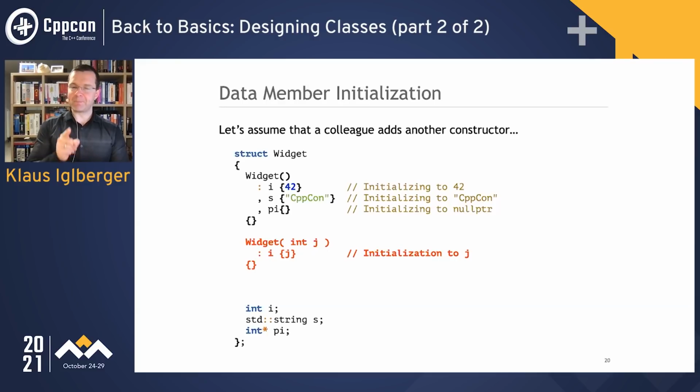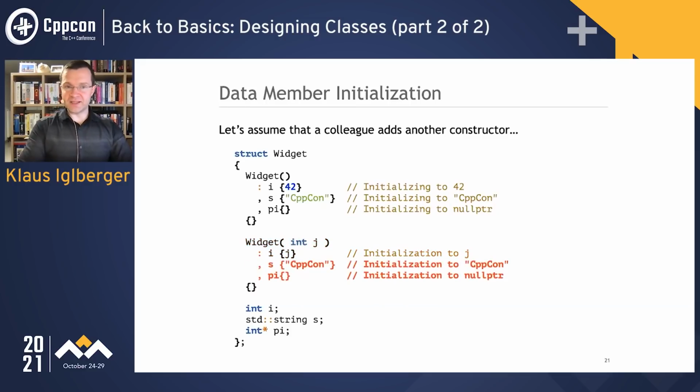Why? Well, obviously, because you are not initializing the pointer, and the string is default-initialized. The compiler would again take care of the string. It's a class type after all, but the pointer would be left uninitialized. So that is a problem. Of course, you explain this to your coworker. Your coworker understands this and changes the code to this here. So the string is now initialized to CppCon and the pointer is initialized to nullptr, just as in the previous default constructor.